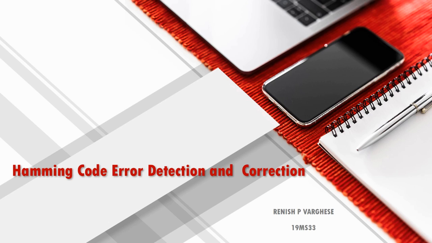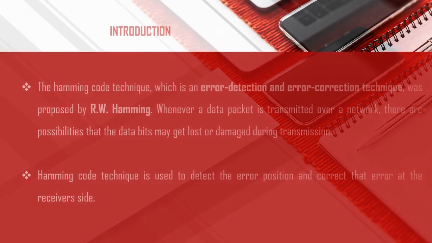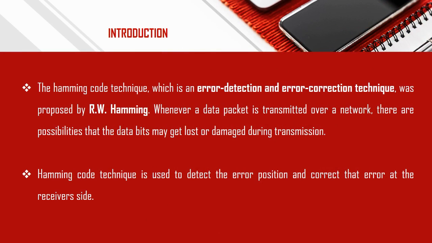Today in this session, we are going to deal with Hamming code, an error detection and correction technique. The Hamming code technique, which is an error detection and error correction technique, was proposed by R.W. Hamming. Whenever a data packet is transmitted over a network, there are possibilities that the data bits may get lost or damaged during transmission. Hamming code technique is used to detect the error position and correct that error at the receiver side.